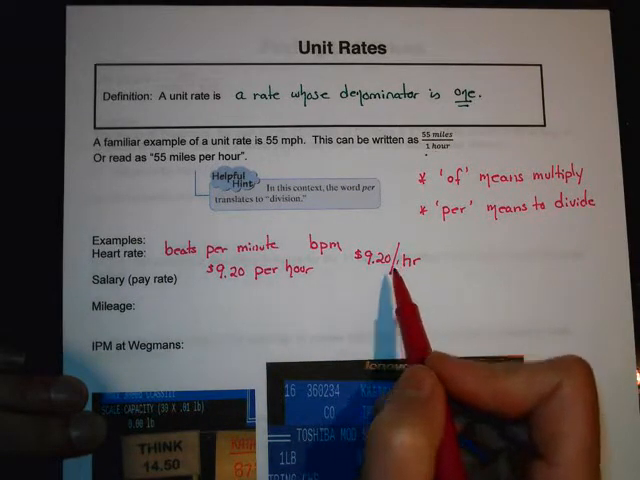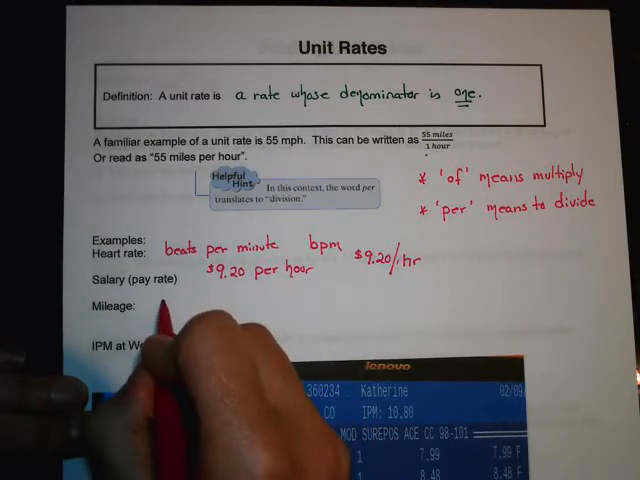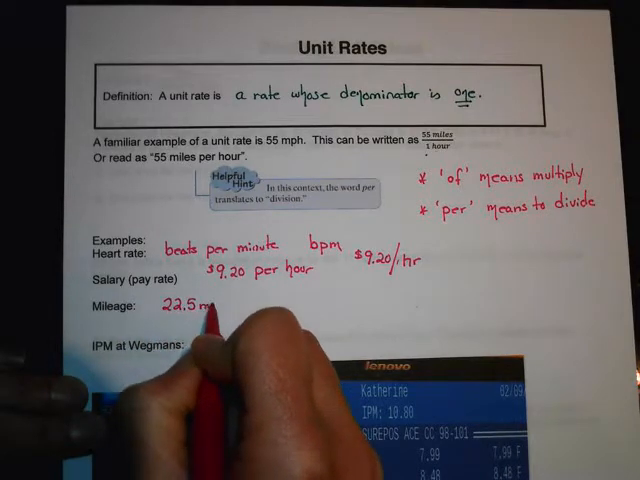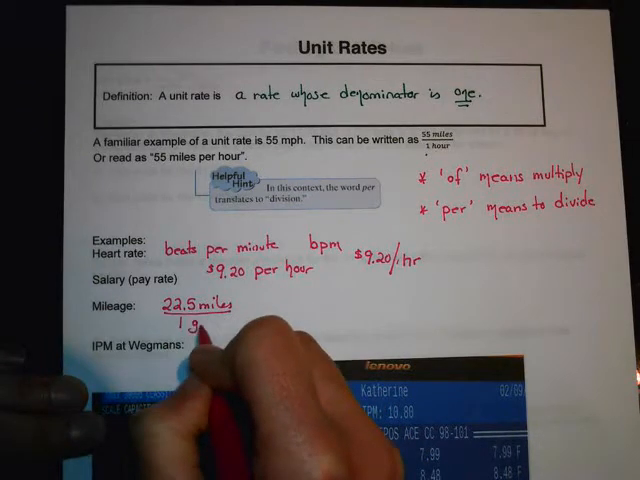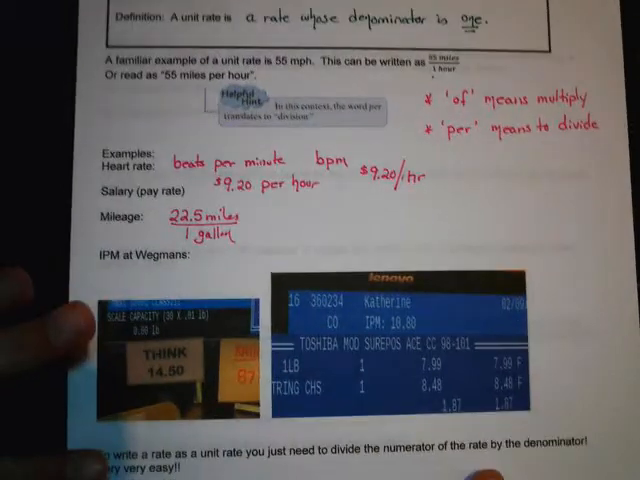Mileage, right? So like my dad on the one we just did, I would say, hey, you got 22 miles per gallon, per 1 gallon, right? Oh, and this happened at Wegmans. So maybe some of you know what I'm talking about.